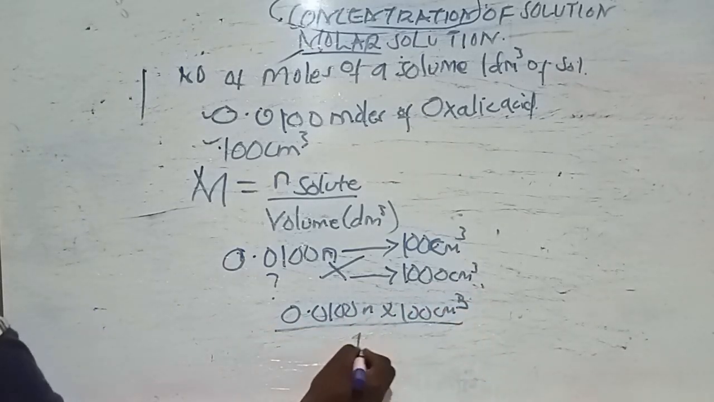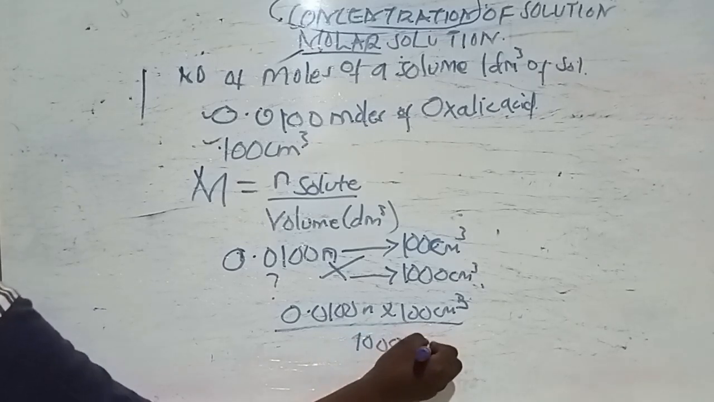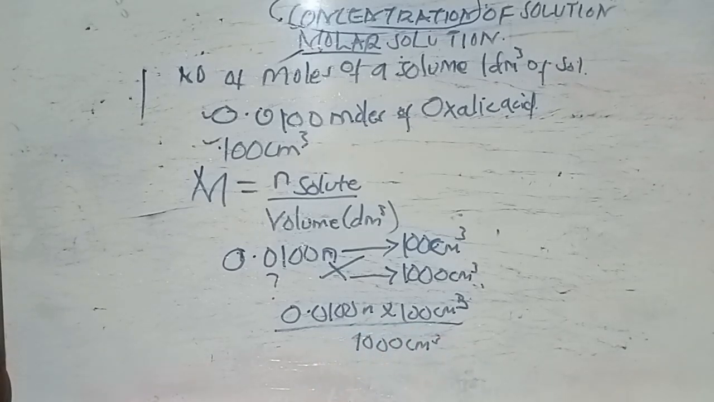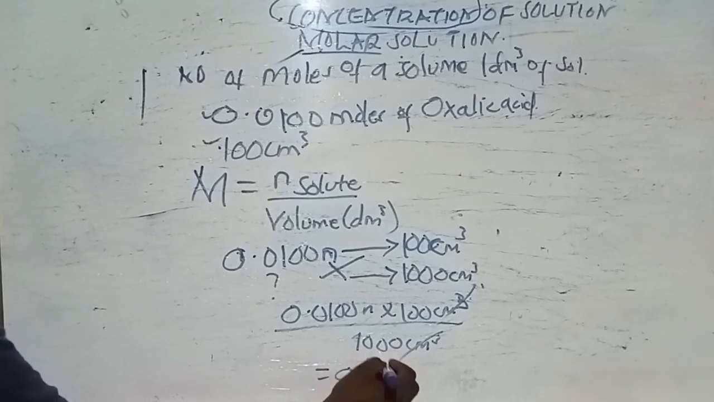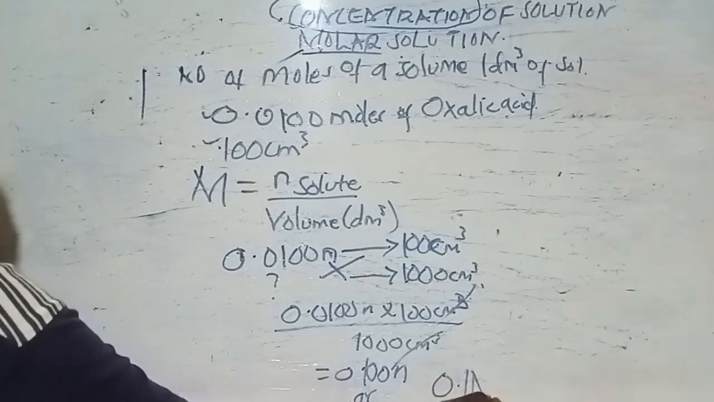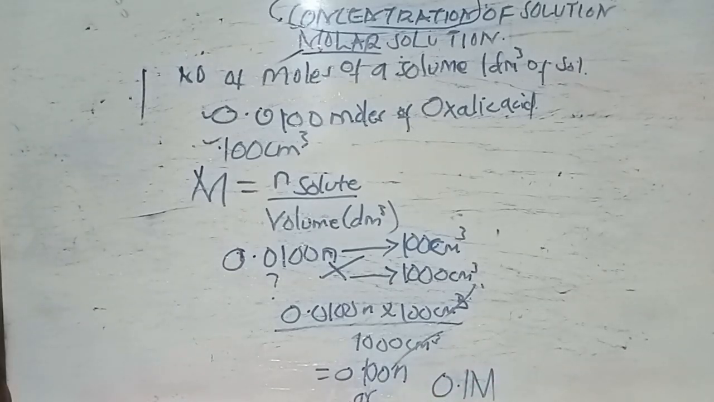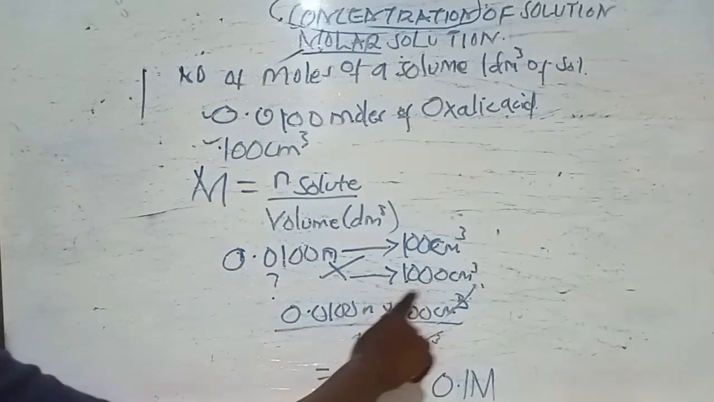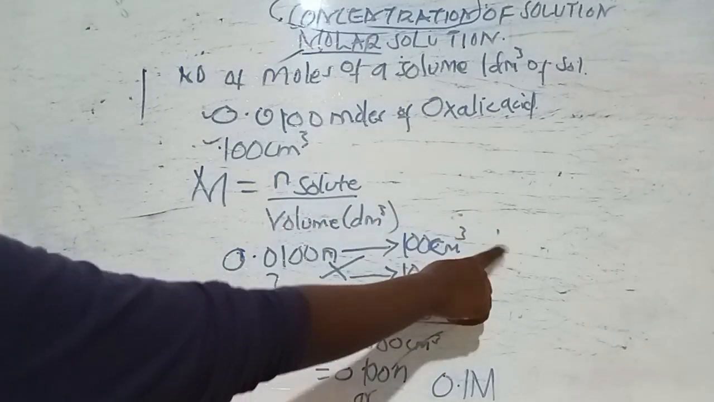You divide by 1,000 centimeters cubed. The centimeters cubed cancel out, and you're going to remain with 0.100 moles. Now your answer, you're going to say it is 0.1 molar. Now that is the first method you can use when calculating the concentration of a solution, where you say this amount of moles is found in this amount of volume.